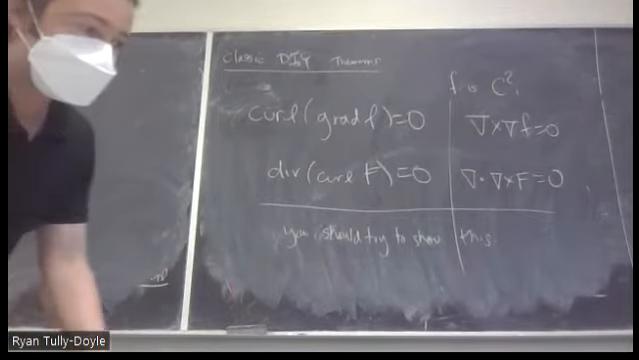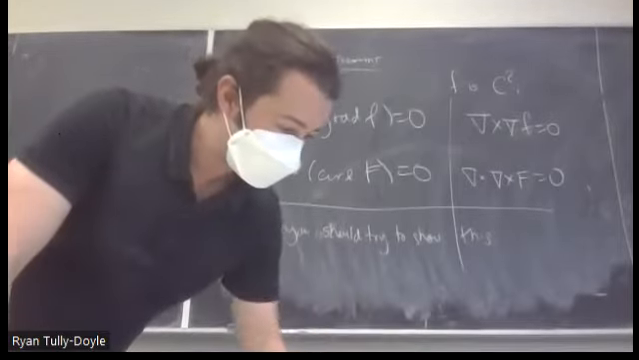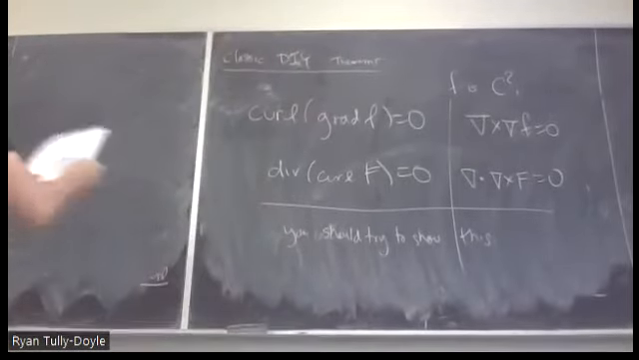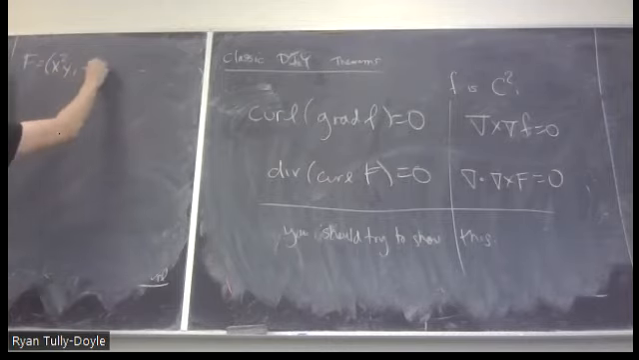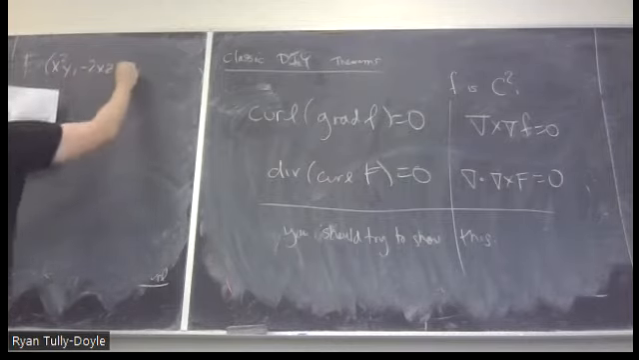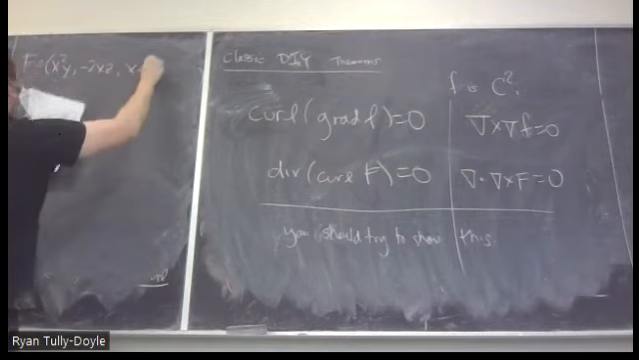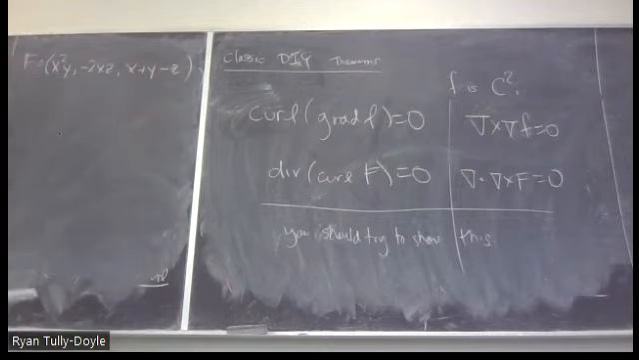So let's get maybe one that's not too gnarly. All right, so let's let f equal x squared y minus 2xz, x plus y minus z. What operations are even sensible with this? How can I act on this with the del operator?